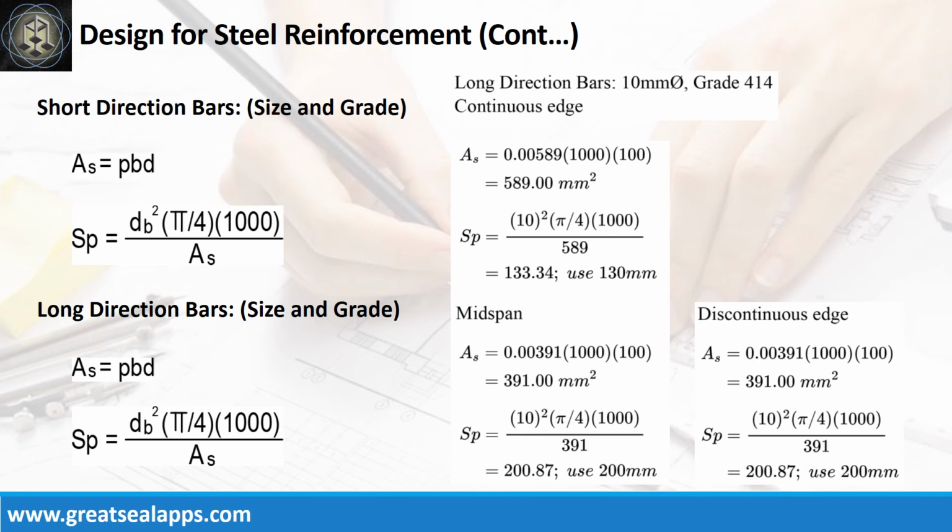At long direction, given continuous edge rho equals 0.00589, B equals 1000 millimeters, and D equals 100 millimeters, the area of steel is 589 square millimeters, and the spacing for 10 millimeter bar is 130 millimeters. Given midspan and discontinuous edge rho equals 0.00391, B equals 1000 millimeters, and D equals 100 millimeters, the area of steel for both sections is 391 square millimeters, and the spacing for 10 millimeter bar is 200 millimeters.